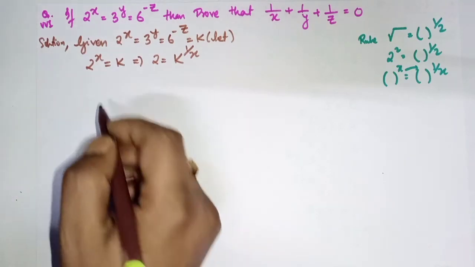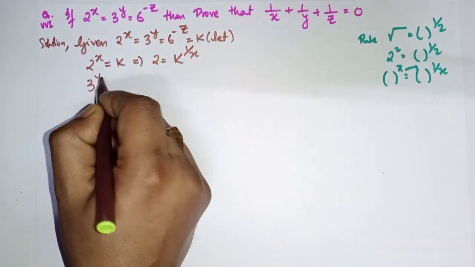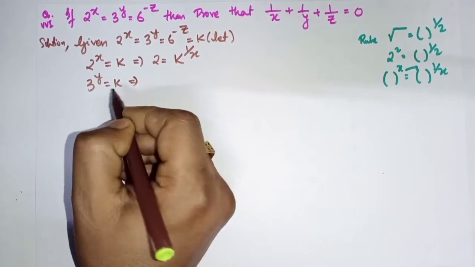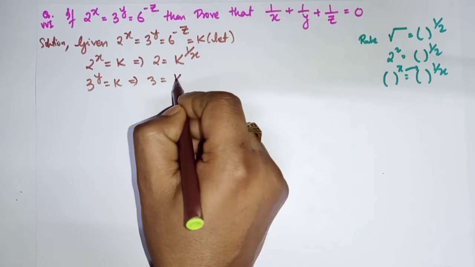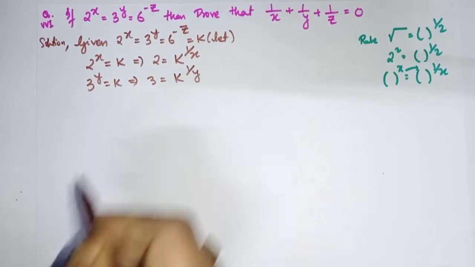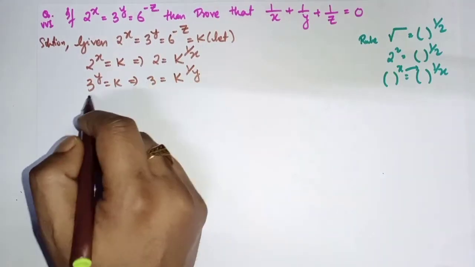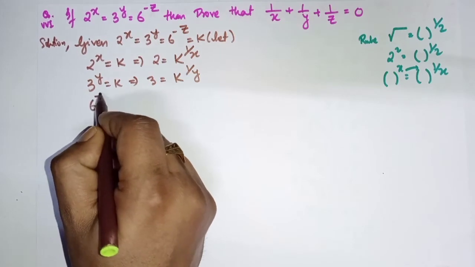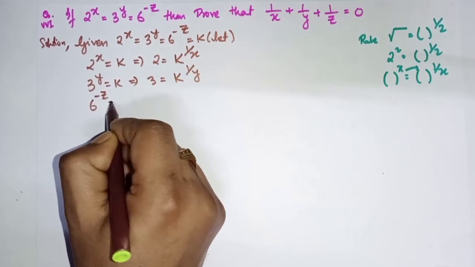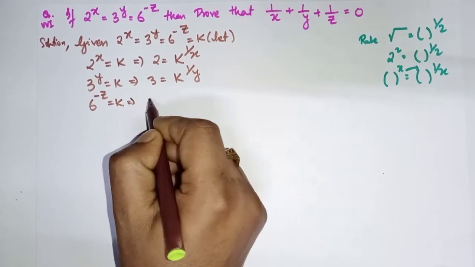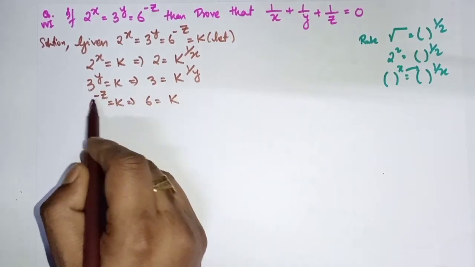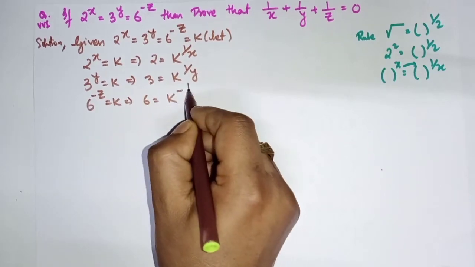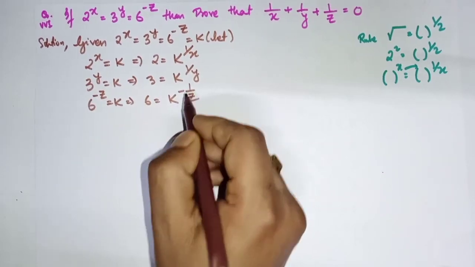Similarly, 3 to the power y is equal to k. What can I write? Anyone? This will be 3 equals k to the power 1 by y. Similarly, what do you have next? 6 to the power minus z equals k. This implies 6 equals k, and since the minus is there, it will be k to the power minus 1 by z.